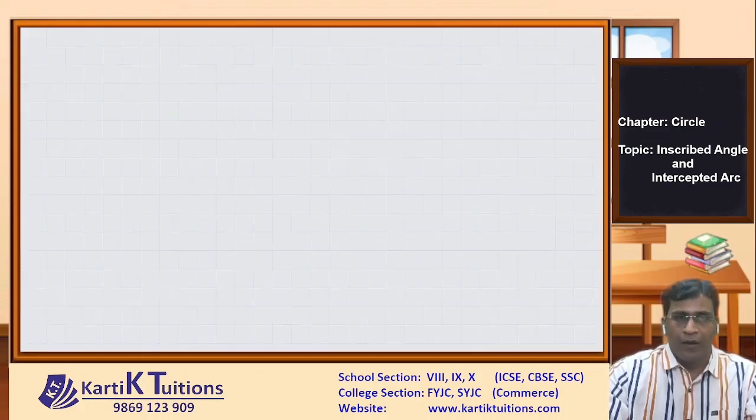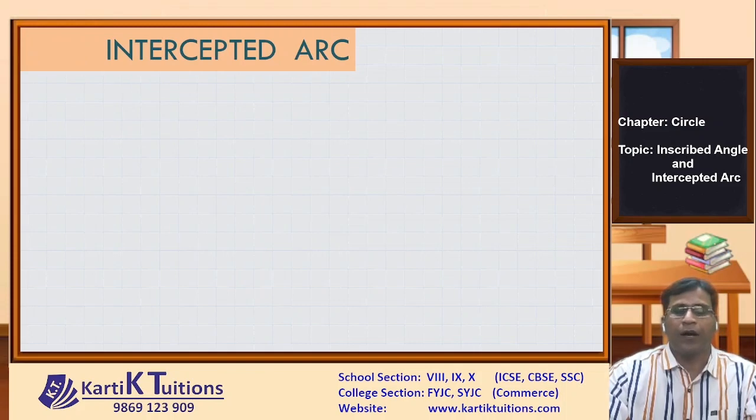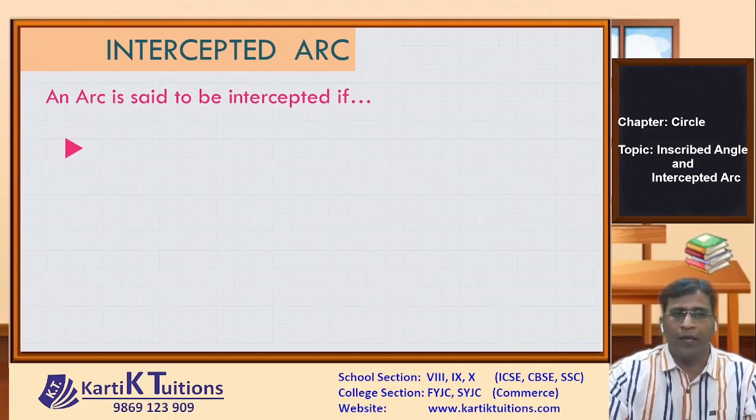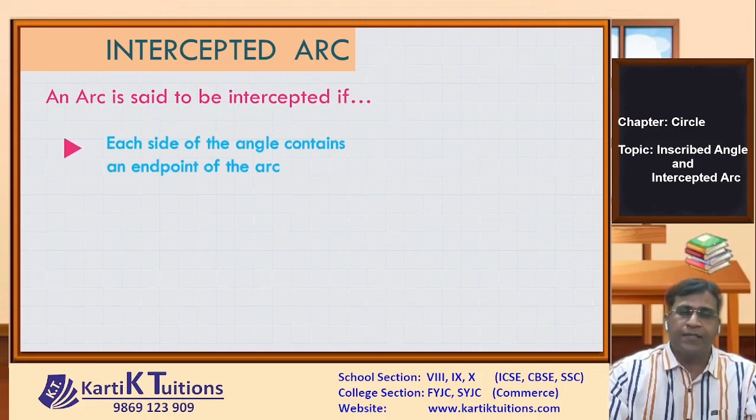Now, let's talk about intercepted arc. Now, what is an arc? Arc is a part of a circle. So basically, the arc of an intercepted arc should also be a part of the circle. Now, an arc is said to be intercepted only and only if each side of an angle contains an endpoint of the arc.